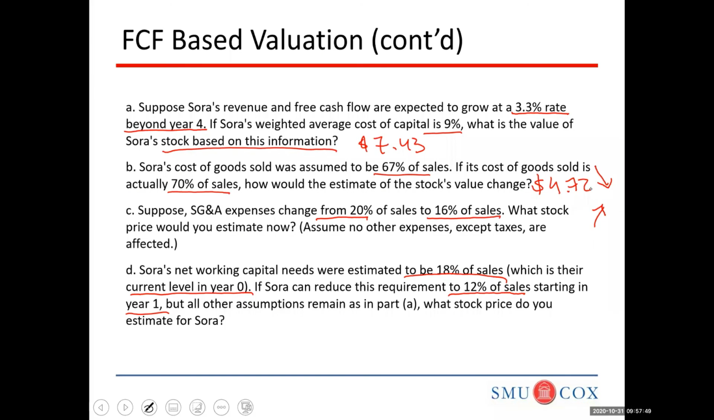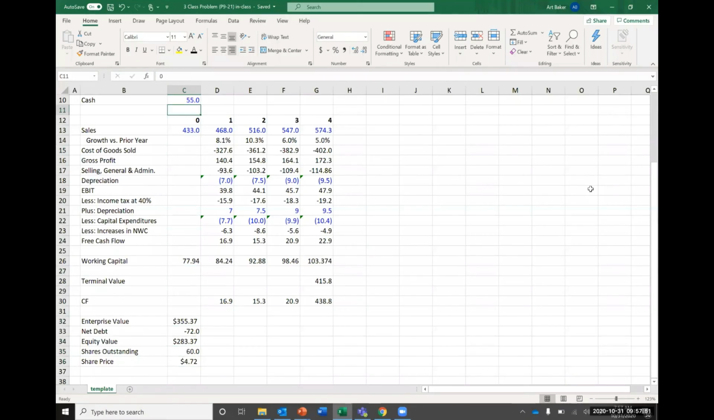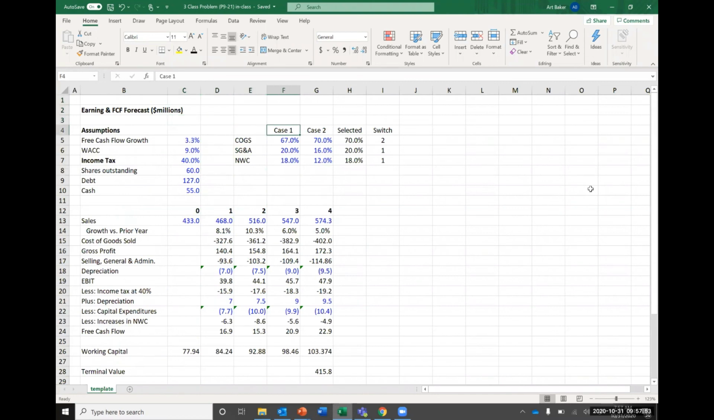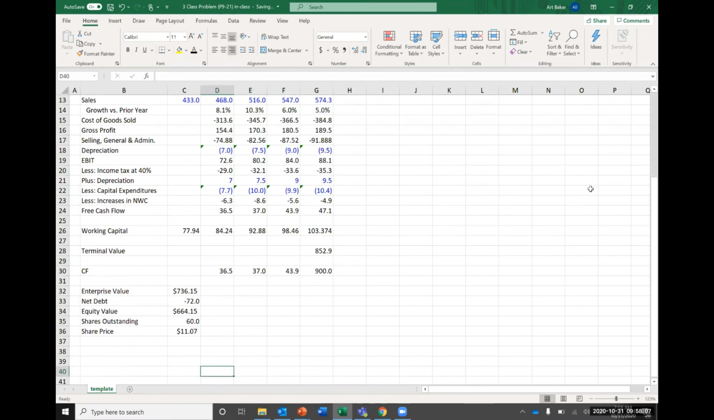To answer question C, we put the switch back to 1, and then we change SG&A. So we put the switch to 2 for SG&A. It now runs lower SG&A through the model. And the share price is now 1107.